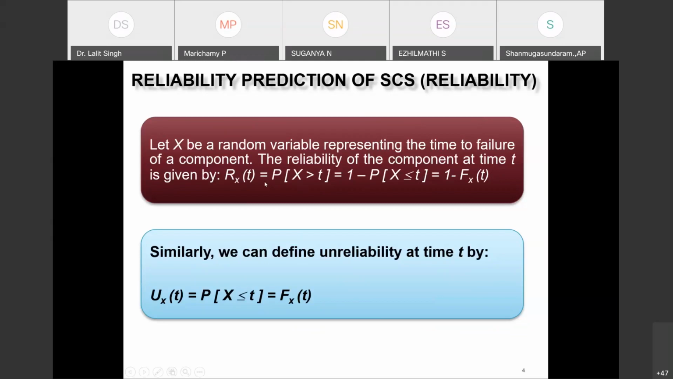And from the total probability law, it can be equated as 1 minus the probability that X is less than or equal to t. That probability X less than or equal to t is nothing but the failure probability. So reliability is equal to 1 minus failure probability, and failure probability is nothing but unreliability. So we say that reliability plus unreliability is equal to 1, from the total probability.